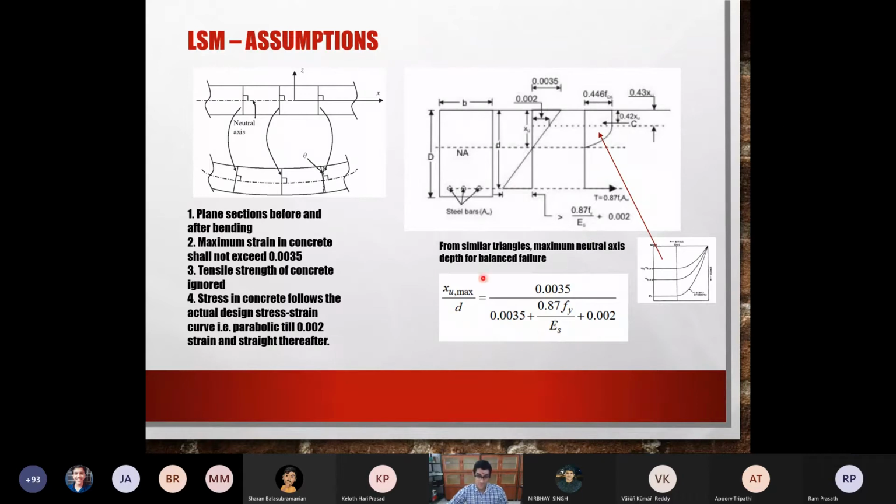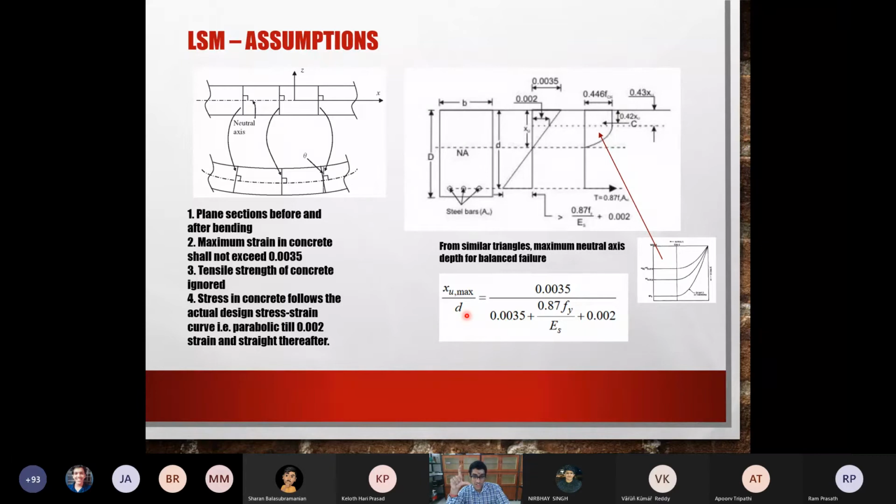Okay, so then you also have this XU. This XU is nothing but what you found as X in the working stress method, the depth of the neutral axis. So here we call it XU, meaning depth of neutral axis at ultimate, for getting the ultimate strength. And XU max is nothing but similar to your KB.